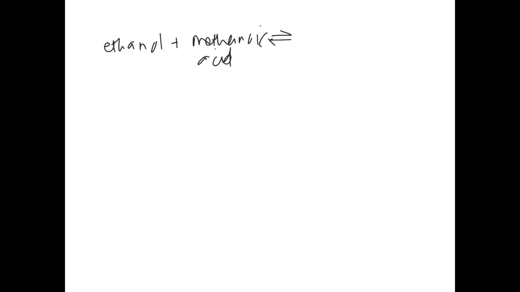The name of the ester comes from, first of all, the start of the alcohol, which is ethanol, which is why it's ethyl. And then the second bit of the name of the ester comes from the carboxylic acid. It's methanoic acid, which is why it's ethyl methanoate. And then water is our byproduct.